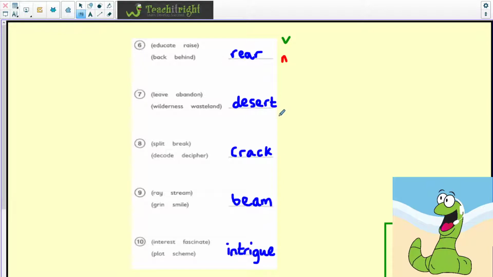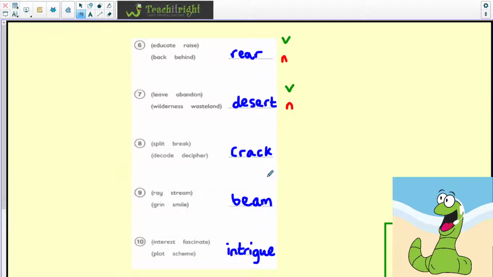And then we've got to desert someone, to leave them and to abandon them. Not to be confused, of course, with dessert as in the food dessert, which would have 2 S's, like after your main course. Wilderness and wasteland is also a desert. So we've got both the verb and we've also got it as a noun again.